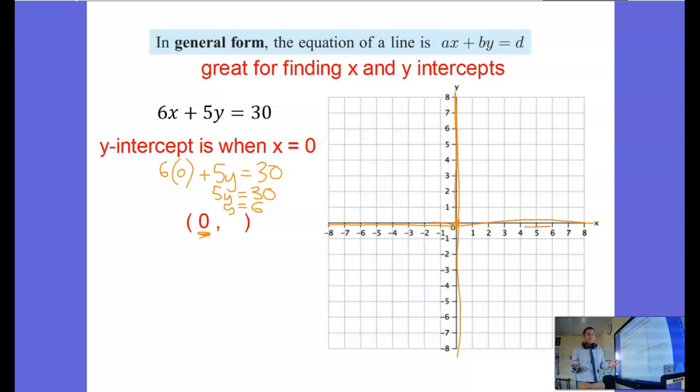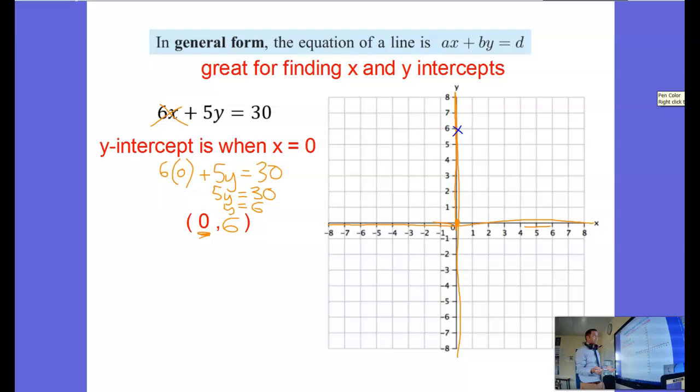When you're substituting in 0, life is easy because it just cancels out the x's. There are 0 x's in there. 6 times 0 is 0. And so I get the coordinate 0, 6 for my y-intercept. 0, 6. So I'll go up there and I'll plot 0, 6.